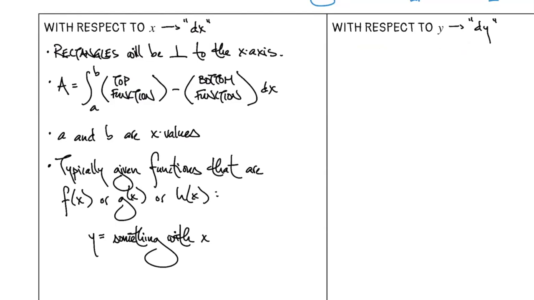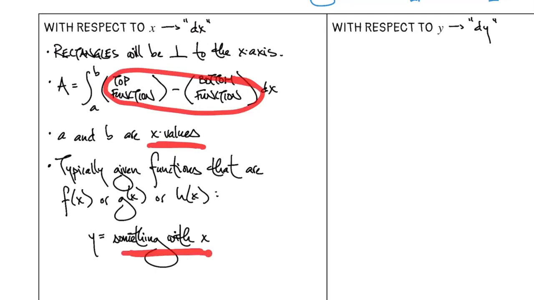Our rectangles are gonna be perpendicular to the x-axis. We can say that the area is gonna be the integral from A to B of the top function minus the bottom function. A and B are x values. And in line with what we've been talking about with u sub, if these are x values, my equations should have x's in them, right? Which makes sense that we should have something with x.